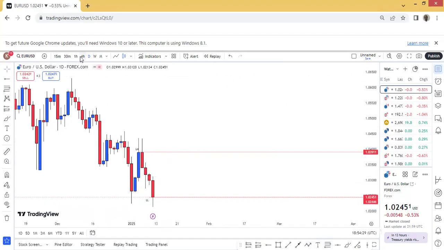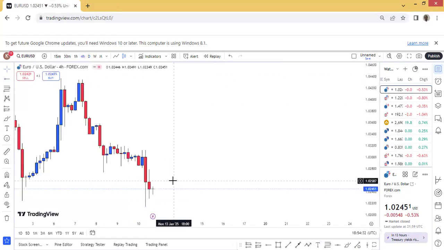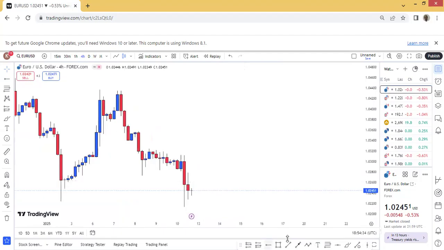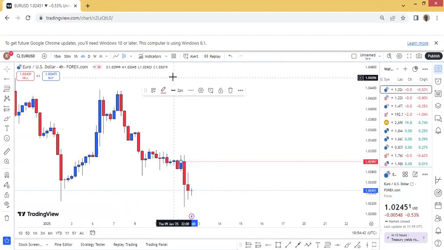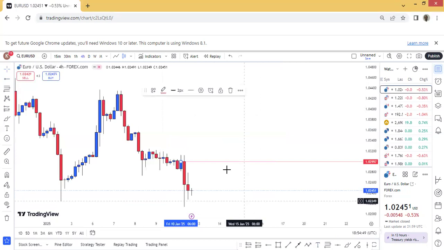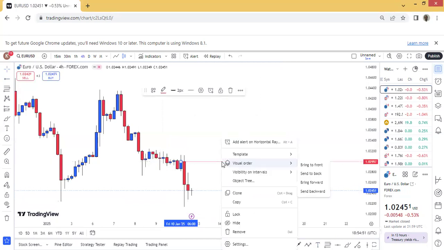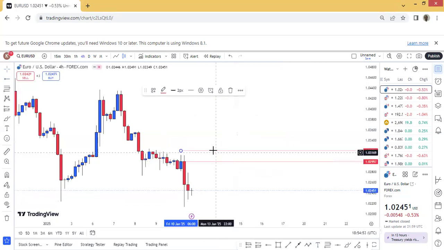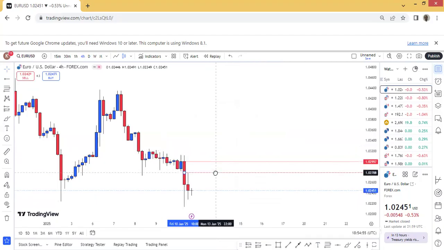And that's that, we come to the 4 hours. We've also made a new low on the 4 hours. It's like the market is just dropping. So this is a lower high. I want to be sure I see it only on the 4 hours. And this is the lower low.